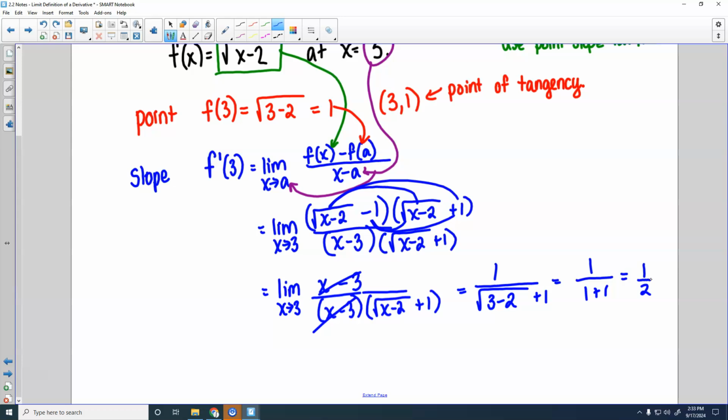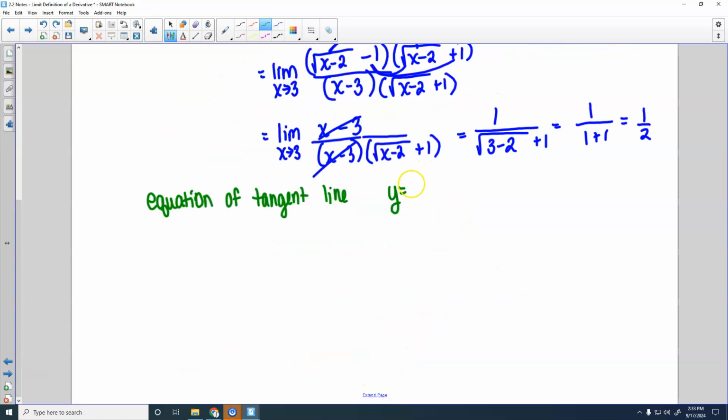So we've got our point, we've got our slope. The last thing is to write your equation of your tangent line. And the point-slope formula makes this so easy. I'm going to write down point-slope formula just one more time because I know it's kind of new for us. Y equals m times x minus x1 plus y1.